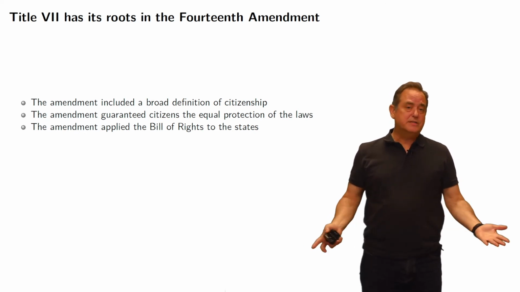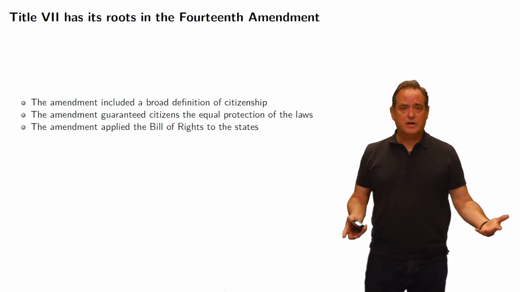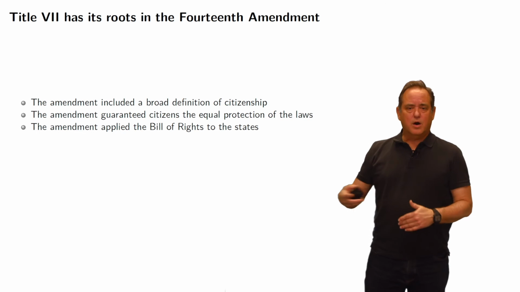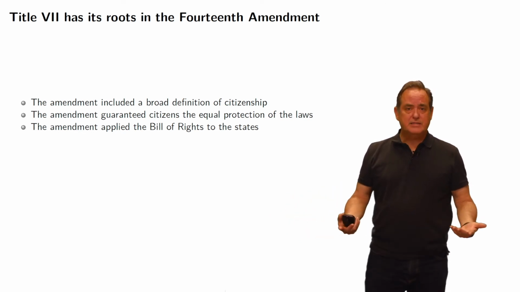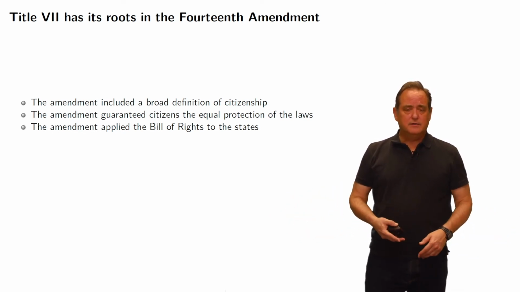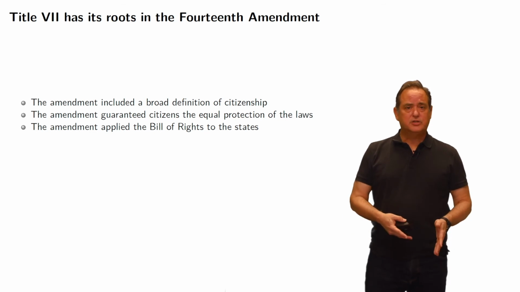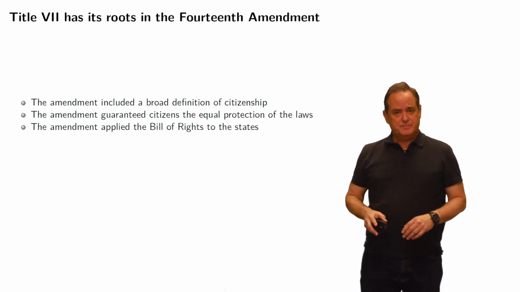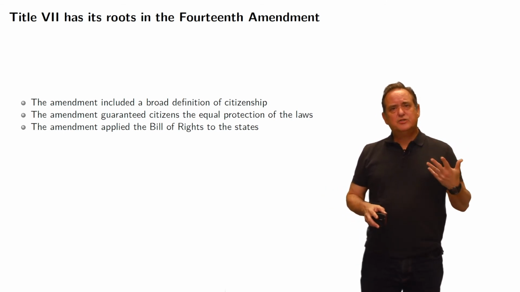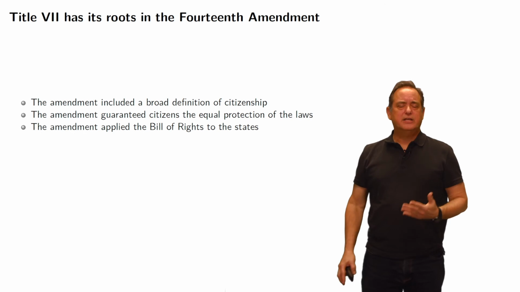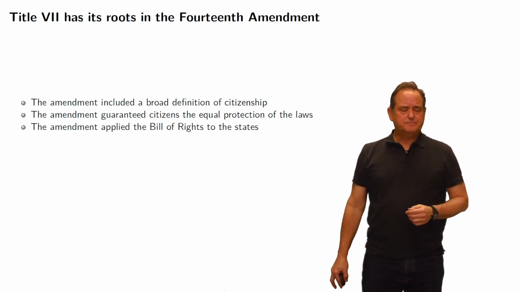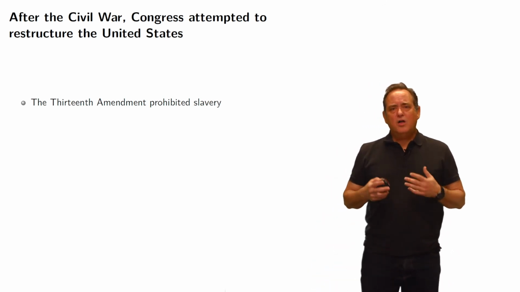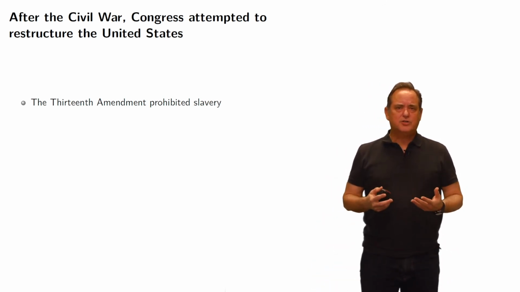So the states who at one time could have prevented your freedom of speech or prevented your freedom of religion or established a religion or put in place rules for warrantless searches and seizures, all of those protections were now applied to the states as well. So these three things fundamentally changed the nature of the United States.